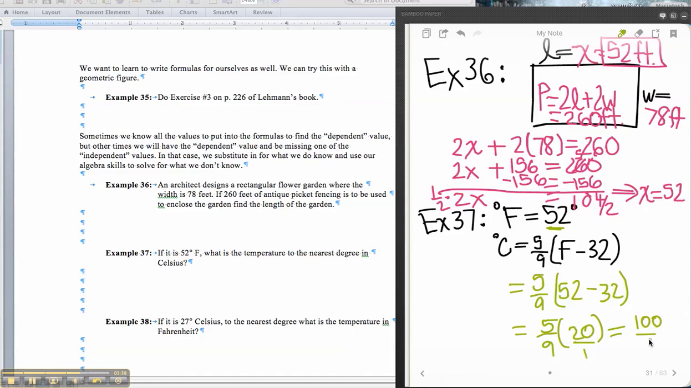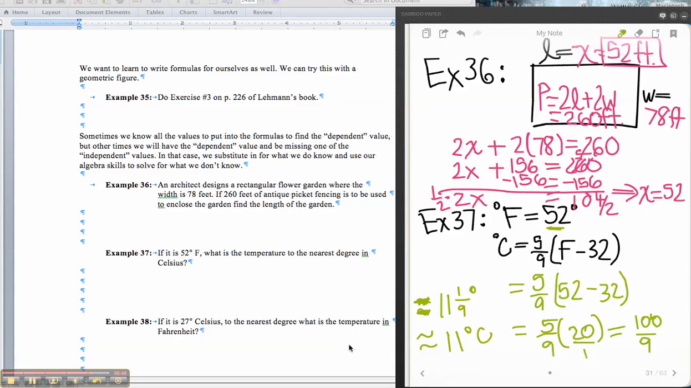And then that's divided by 9, and so this is going to give us approximately, and 9 will go into 10 one time with 1 left over, and 9 will go into 10 one time with 1 left over, and so that is 11 1/9 degrees. And so again, that's not actually approximately, that's what it's equal to, and therefore approximately rounded to the nearest degree, that would be 11 degrees, and that is Celsius.